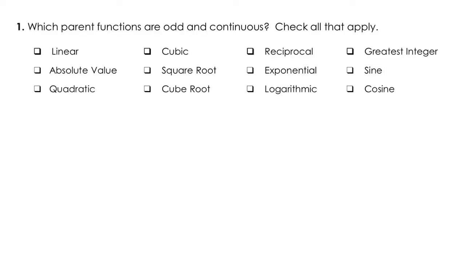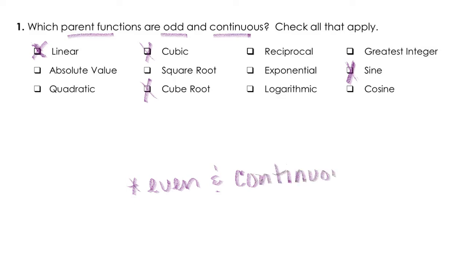For the first part, it wants us to identify which parent functions are odd and continuous, and we will check all that apply. Well, our linear functions are definitely odd, and they are continuous. Our cubic and cube root, and also our sine functions, those are all odd. It would be a good idea to look over and see which one of these would also be even and continuous. That might be something good for us to know for the upcoming test. So make sure you look at those for sure.